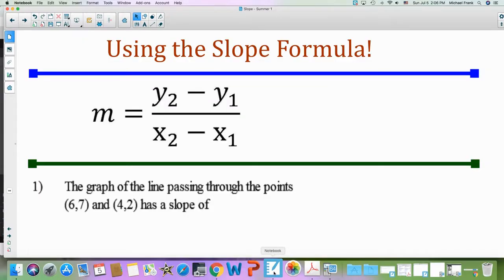How to use the slope formula. Well, this is more of a review than anything else, but it's very, very important to what we're going to be doing for the next couple of weeks.